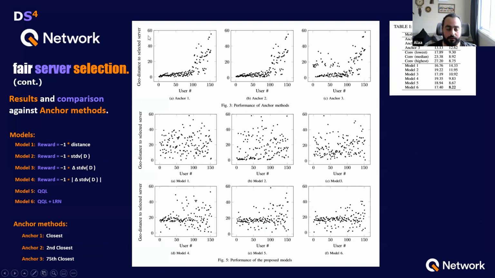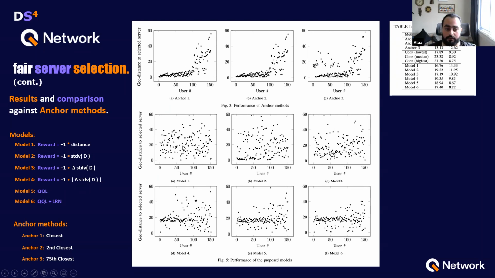This was the first anchor, which is using the closest matching, and the second one was using the second closest, which is almost the same as the closest, but it has a slightly lower standard deviation. The third one was the 50th percentile, where you can see the introduction of fairness was obvious in the very first steps, because this was matched to the 50% closest server that it could find from the list.